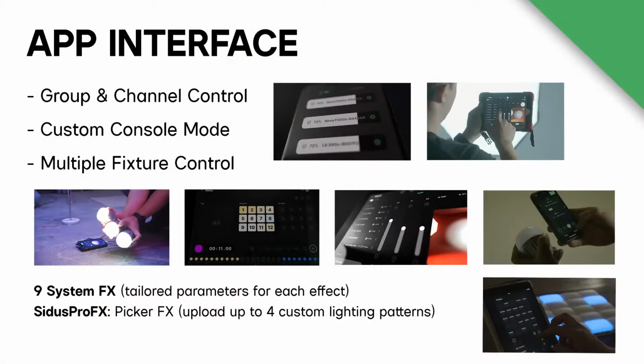So we talked about group and channel control. We talked about the custom modules. Again, the console is something that is built into Bridge, so you have your own independent console that will work in the same way as the rest of Bridge. You have multiple fixture control, and we talked about those effects as well too. And again, you can do picker effects, so you can do recordable effects on a 672, a light that's 6 years old. So that is something that I think we're really proud and excited about.